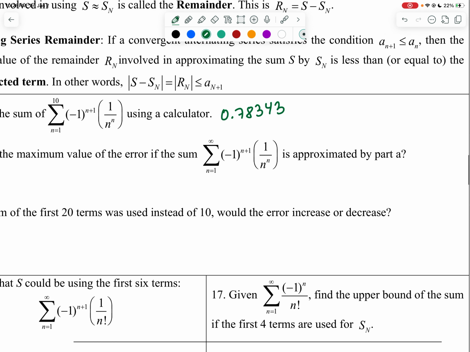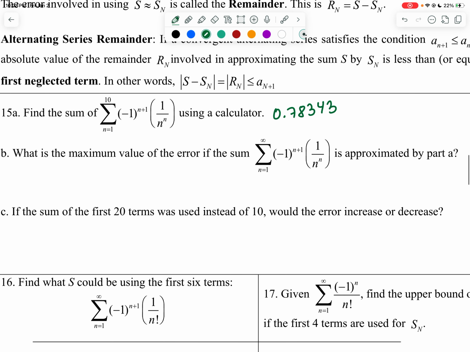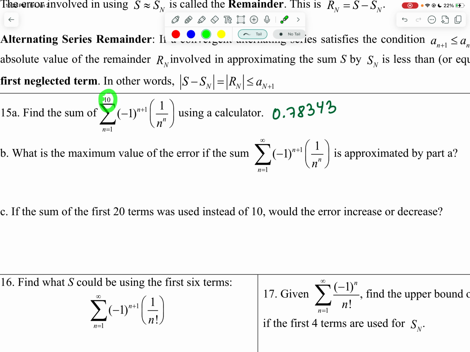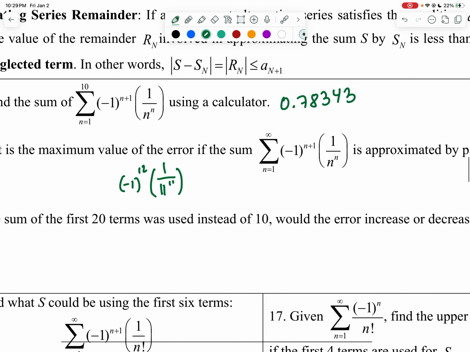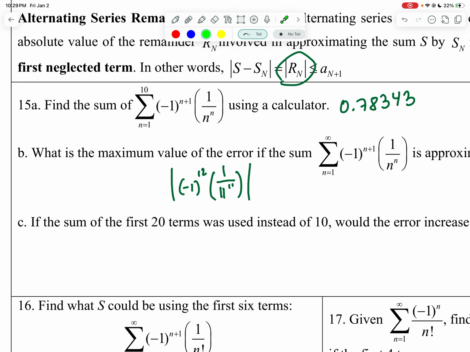Now, because we're using the first 10 terms, the maximum error is going to be the next neglected term, which is going to be term number 11. So that is actually going to be -1 to the, what is that? The 11th term, so that's going to be 12. And then 1 over 11 to the 11. Now, notice how my maximum error is an absolute value, so you want to do that. So this right here is going to be my maximum error.